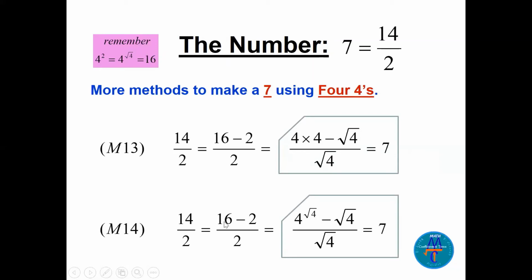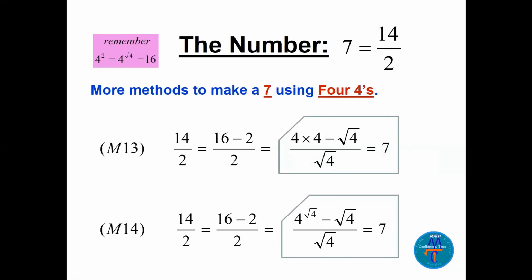Now I can write the 16 another way. 4 times 4, I can write 4 squared. And this 2 will be square root of 4. So look how nice is this. 4 squared minus square root of 4 over square root of 4 is equal to 7.